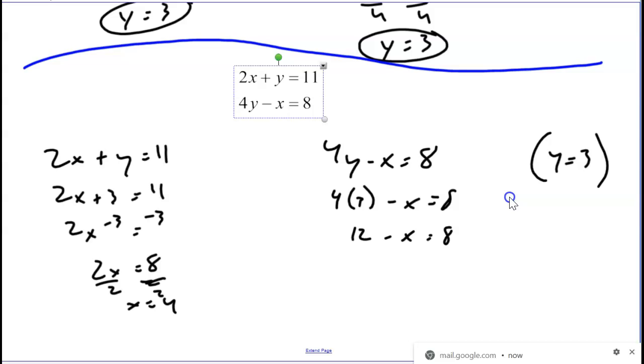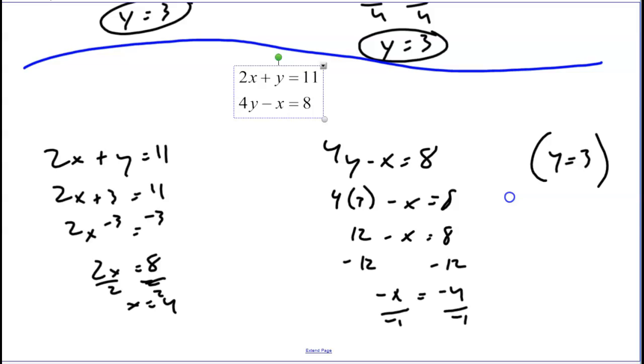Let's see, and we'll subtract 12 here, we'll subtract 12 here. We've got negative x equals negative 4. Oh, so now what do I do? Okay, remember we can divide by negative 1, and we end up with x equals 4. So x equals 4 here, x equals 4 here, and we are good to go.